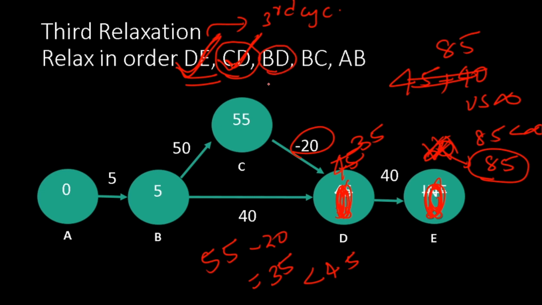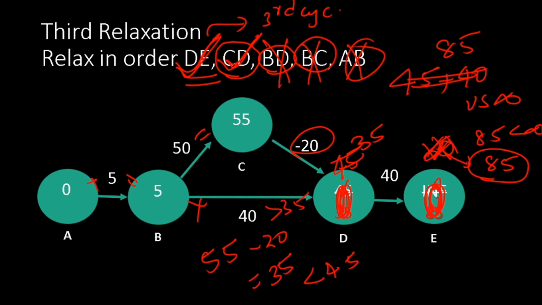Can you relax BD? No. Why? 5 plus 40 is greater than 35. So no relaxation. Can you relax BC? 5 plus 50 is equal to 55. No relaxation. Can you relax AB? 0 plus 5 is equal to 5. So no relaxation. So we ended up relaxing D and E.